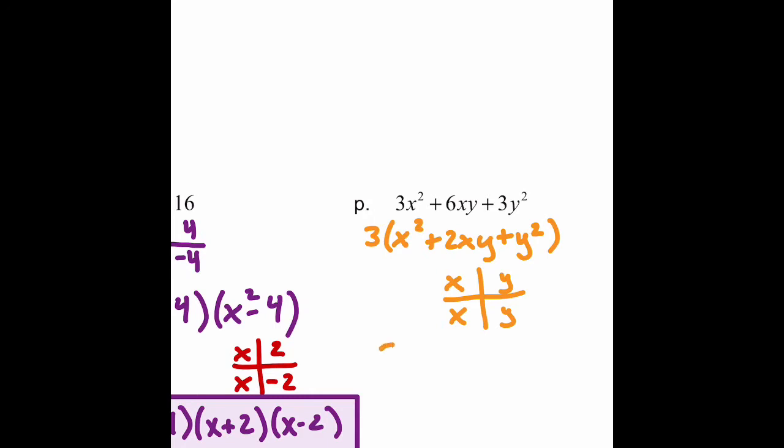Last one here, we can go ahead and factor out a 3. So I'll start that way. So I'll take out a 3. That's going to leave me x squared plus 2xy plus y squared. And then I can go ahead and T-chart. So we're going to end up with x times x, that's x squared, y times y, that's y squared, and then that would give me xy plus xy, which would give me 2xy's. So I end up with 3 times x plus y, squared.